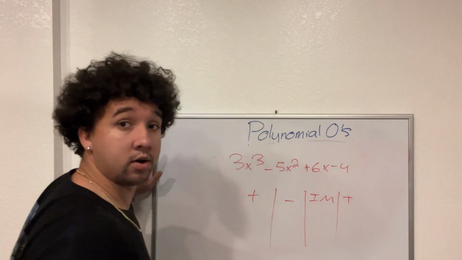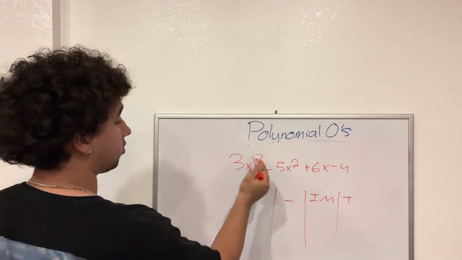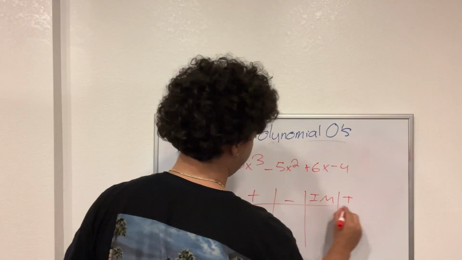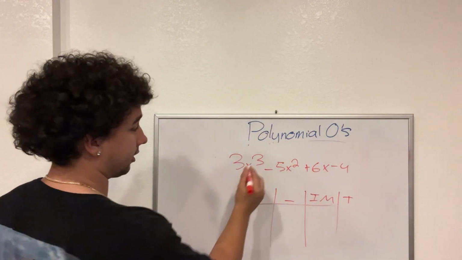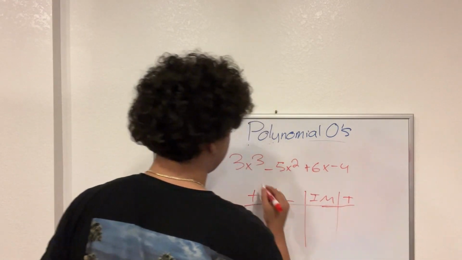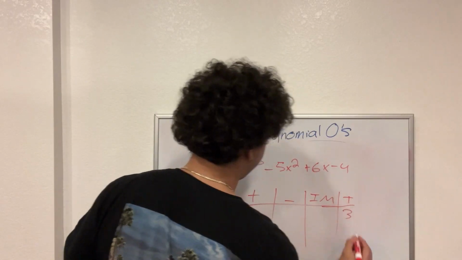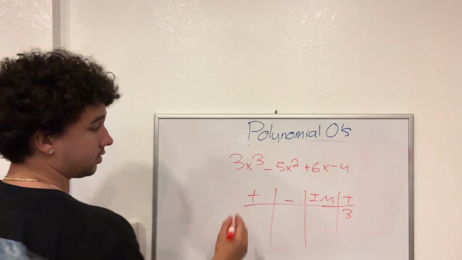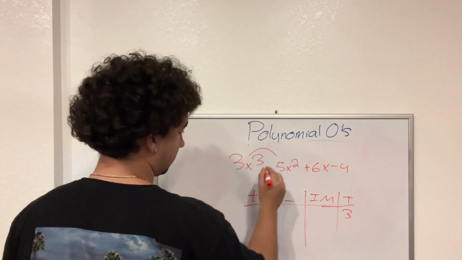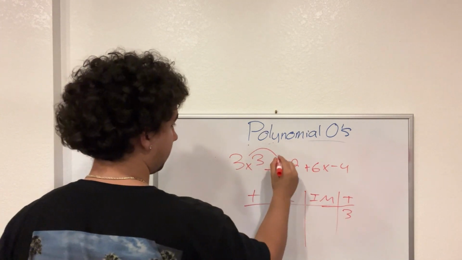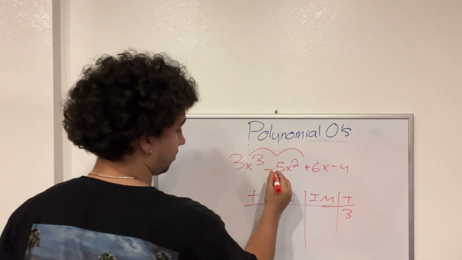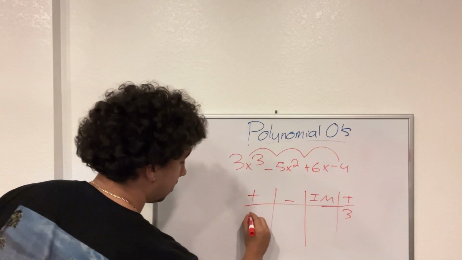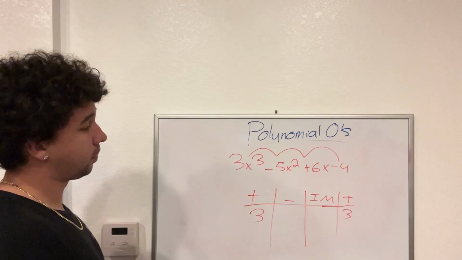My total amount of zeros possible is always going to be equal to the highest degree. In this case, it's degree 3 here. So my total possible amount of zeros here is going to be 3. And now what I'm looking for is the sign changes. In this case, I'm looking at one sign change: this was positive, went to negative. Two sign changes: went negative to positive. And then 3 total sign changes, which is what I write down here.